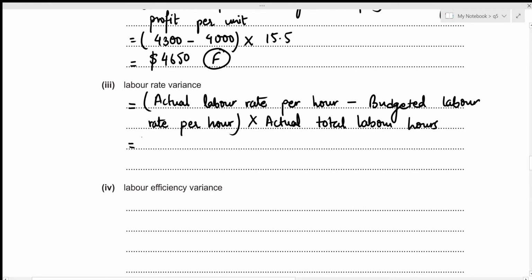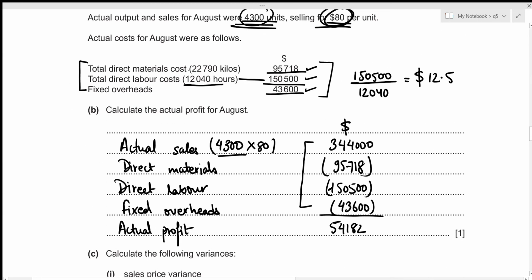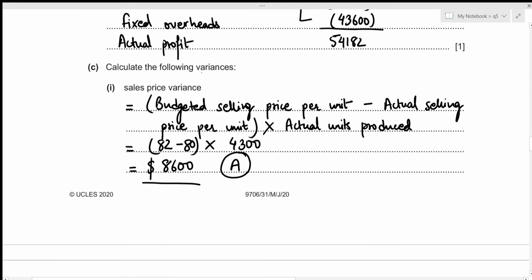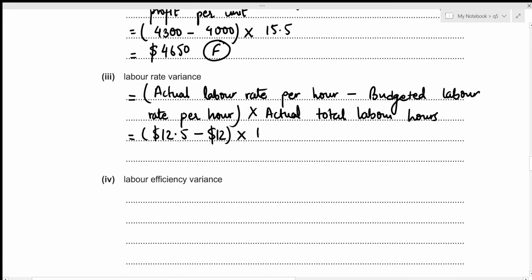So we figured out our actual labor rate per hour to be 12.5 and the budgeted labor rate per hour to be 12. And then we just need to multiply it with the actual total labor hours, which is 12,040. Let's write it down. So this gives our labor rate variance to be 12.5 minus 12 times 12,040, which results in the value of 6,020. And we can see that our actual labor rate is higher than the budgeted labor rate, right? Which means that this is actually an adverse condition.